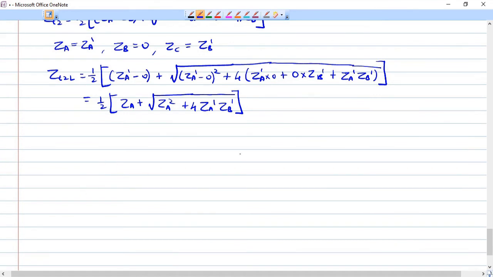Now we can simplify this further by taking the half inside. That will be ZA dash by 2 plus root of ZA dash square by 4 plus ZA dash into ZB dash. So that is ZT2 for an L network.